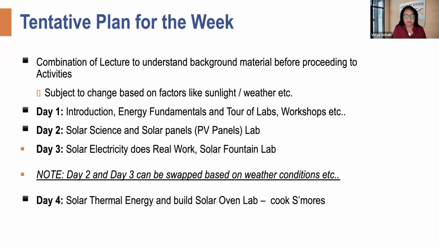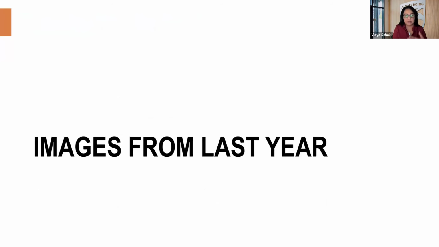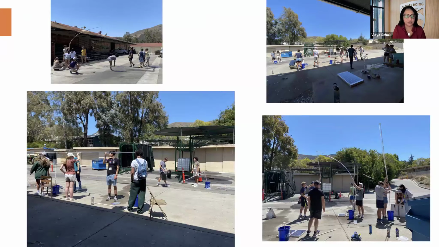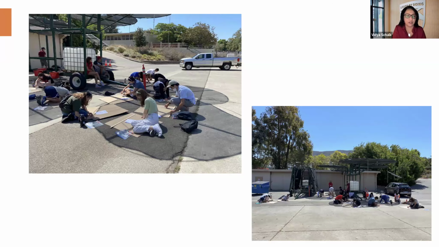And then I go over the tentative plan and I tell them this is what we're going to do. I have a demo of all the little things that we're going to do. I have the panels, I have the little fountain, and I have all the different materials that they're going to be using. So it's a nice introduction to them. And then I show them images from the previous year's classes. I tell them we're going to be doing all these things, and they're like, oh, cool. They get pretty excited. These are students working on one of the solar ovens.